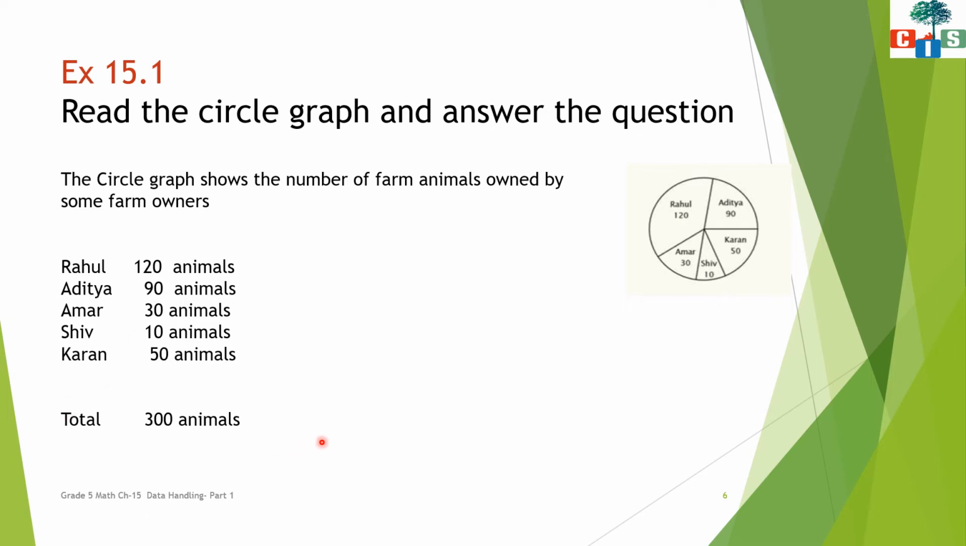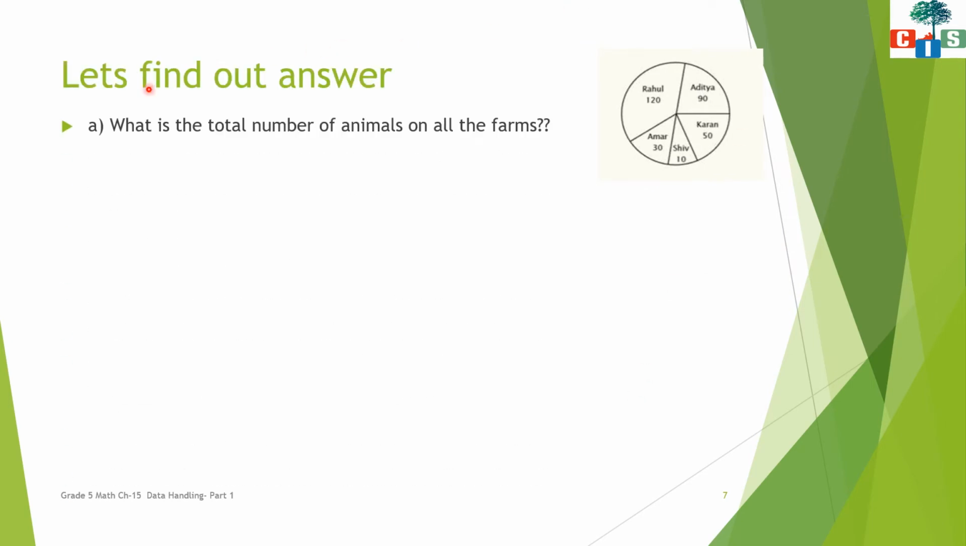Now scholars will start with the exercise, that is the question answers part. So scholars, let's find out the answer. What is the total number of animals on all the farms? Just now we have found the total of all the animals, which is 300. Yes, the total number of animals on all the farms is 300 farm animals.